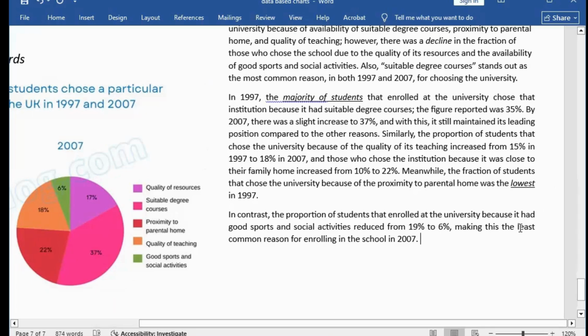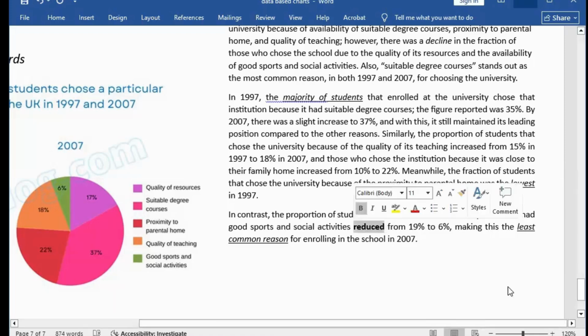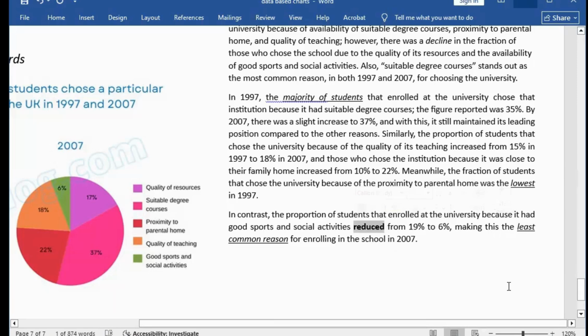Can you see language of what? What is the meaning of least common reason? Is it language of trend or language of comparison? Who can tell me? Least common reason. What does that represent? Anybody? Thank you. Language of comparison. So this reduced represents what? Language of trend. Can you see the way I'm using both language of trend and language of comparison?